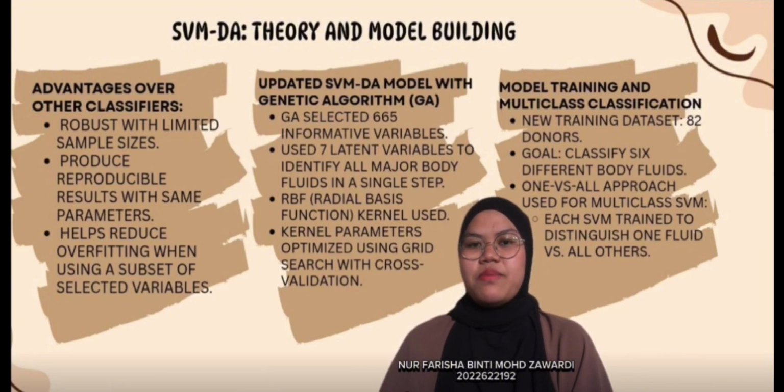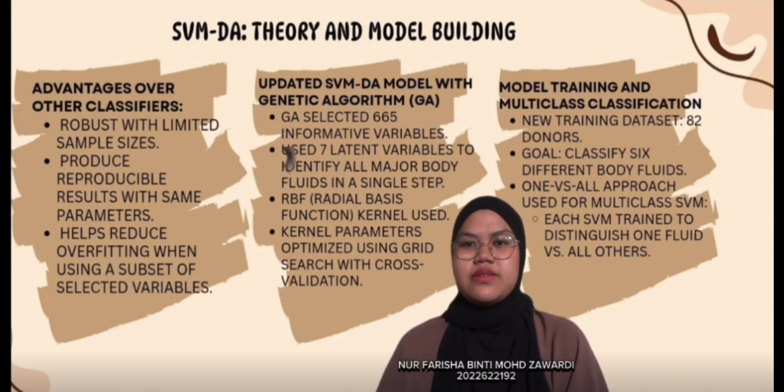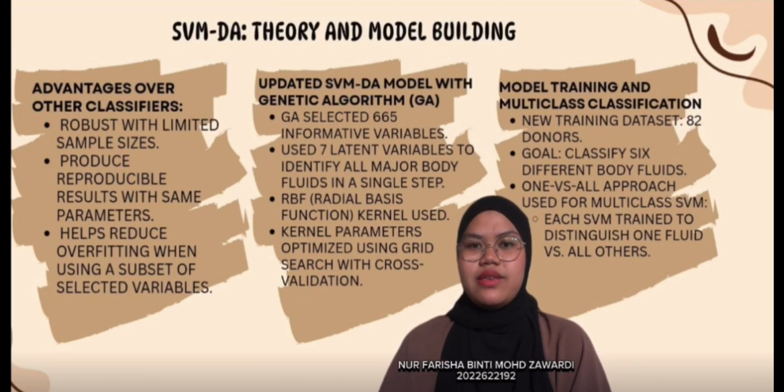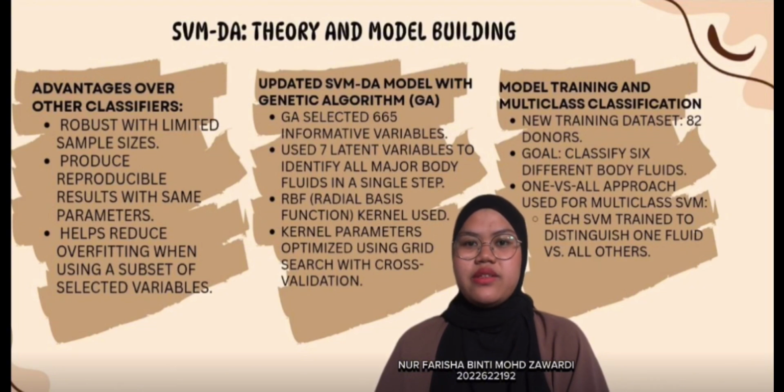RBF, or radial basis function, kernel is used. Kernel parameters are optimized using grid search with cross-validation. Venetian blind cross-validation assesses model performance. External validation is done using 20 separate donor samples. GA identified key Raman spectral regions for each body fluid.